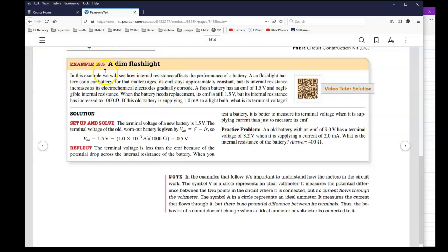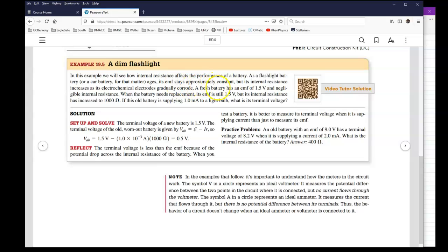Let's look at this example. He said, in this example, we will see how internal resistance affects the performance of a battery. As a flashlight battery, or a car battery for that matter, ages, its EMF stays approximately constant. Remember I told you EMF stays constant. EMF is basically the ideal battery, the one when you just bought it, the fresh battery. That voltage that you measure there is really the EMF. And as time goes by, the battery's voltage drops down because of the internal resistance.